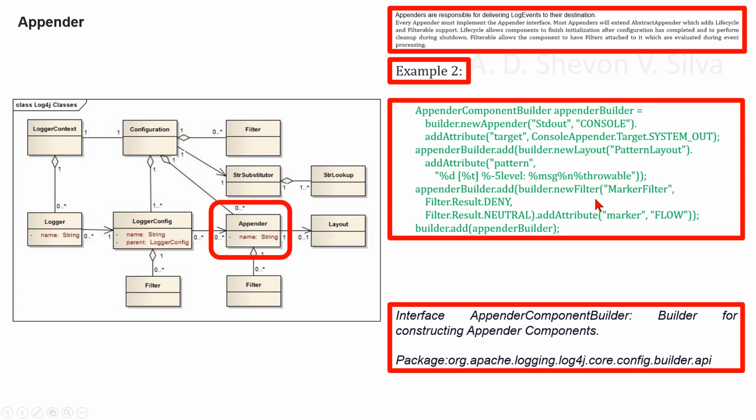This is on match, filter.result.deny, and this is what happens on mismatch, filter.result.neutral, and this is the attributes. Adds attribute, boolean attributes. It's a key and this is the value.